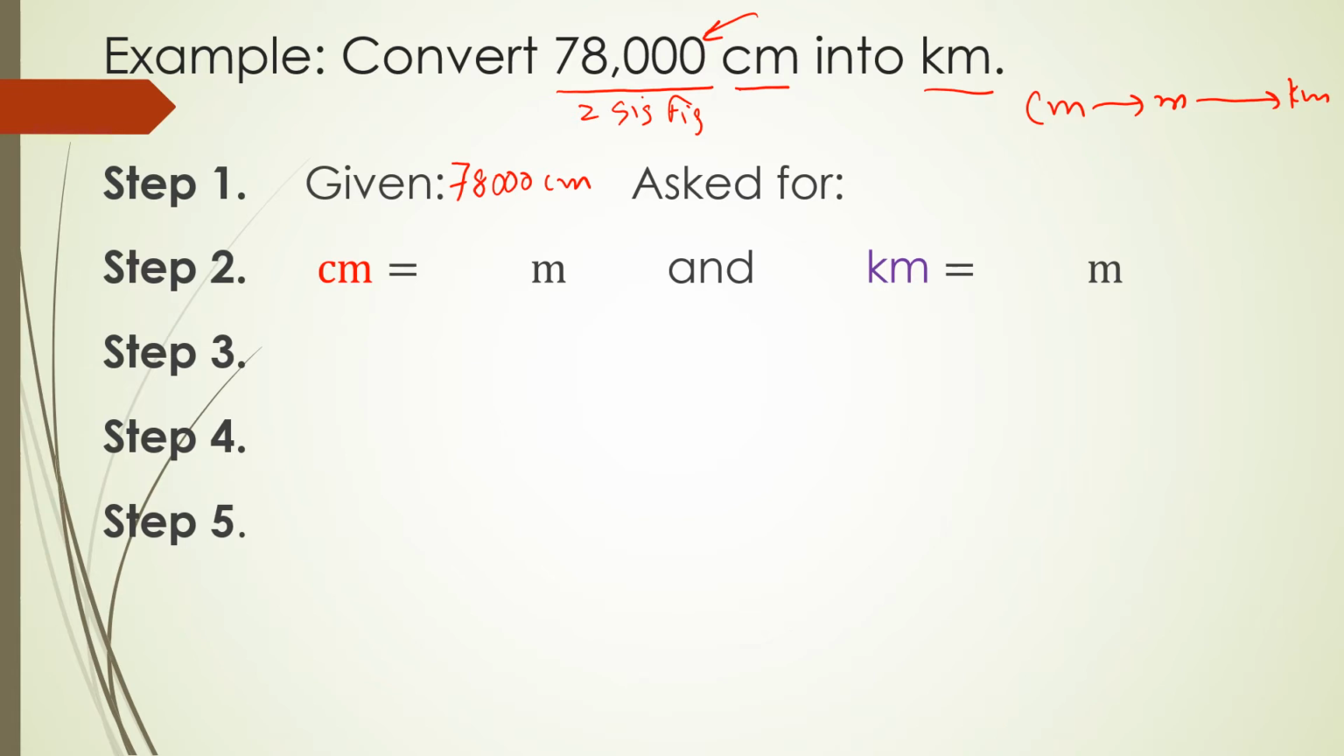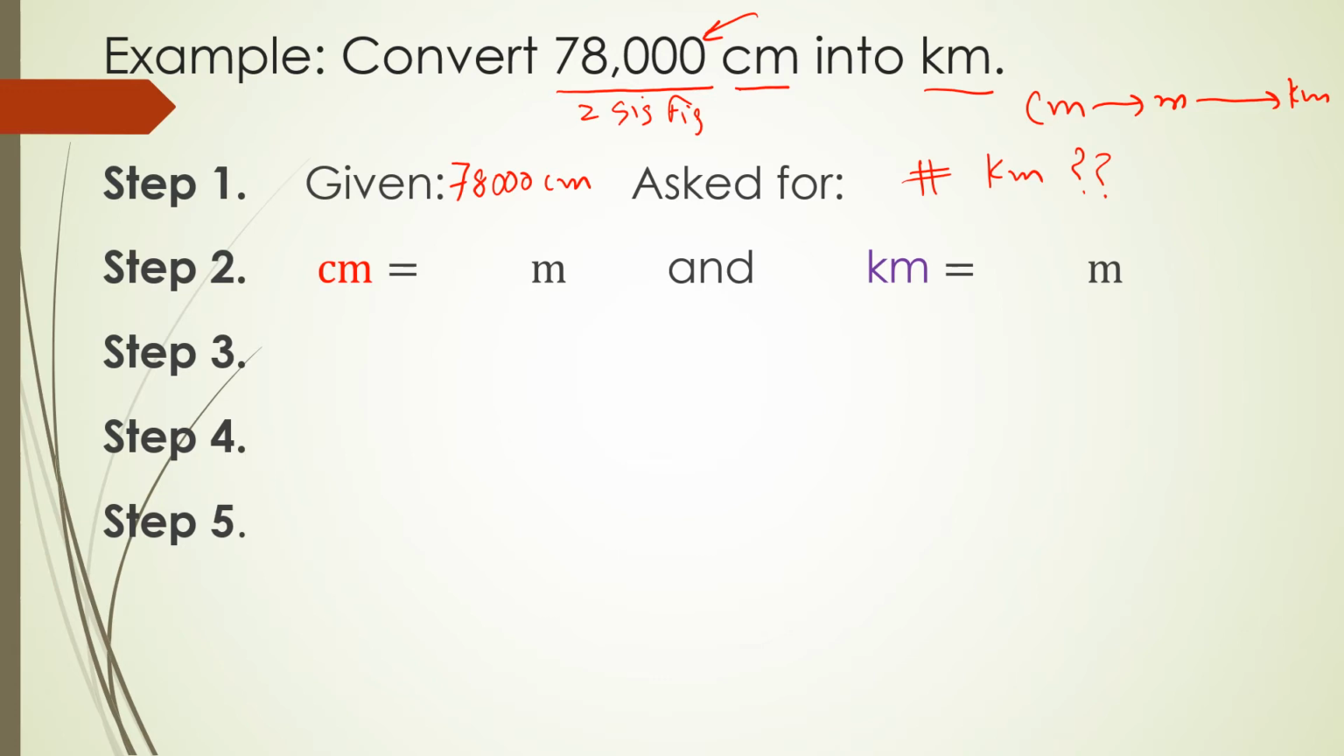And then next is, what are we asked for? So we want to calculate number of kilometers. So this is what we want to know. So step number 2 is we need to write the relationship between these given units and asked unit. We don't know the direct relationship between kilometers and centimeters, but we do know an intermediate.